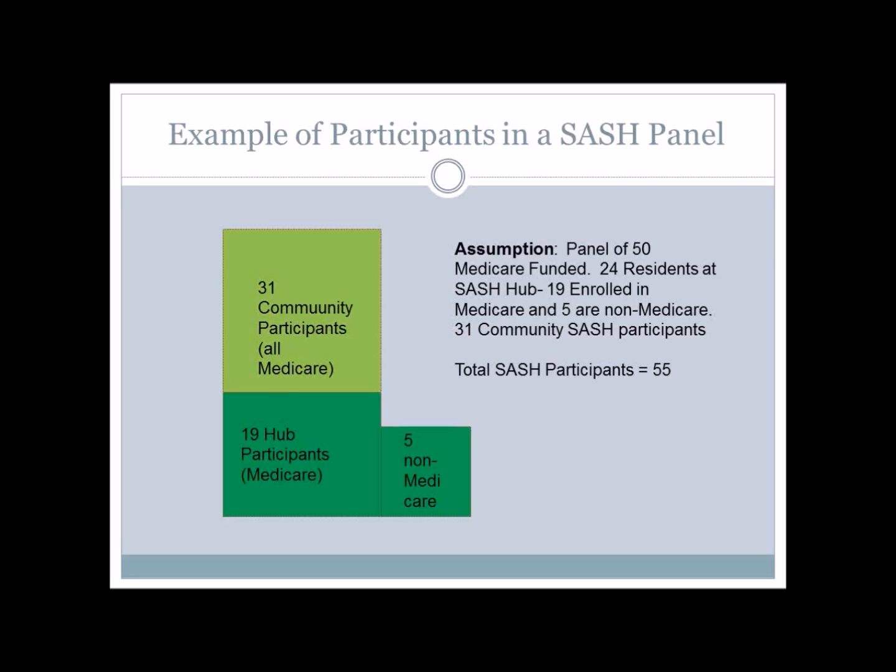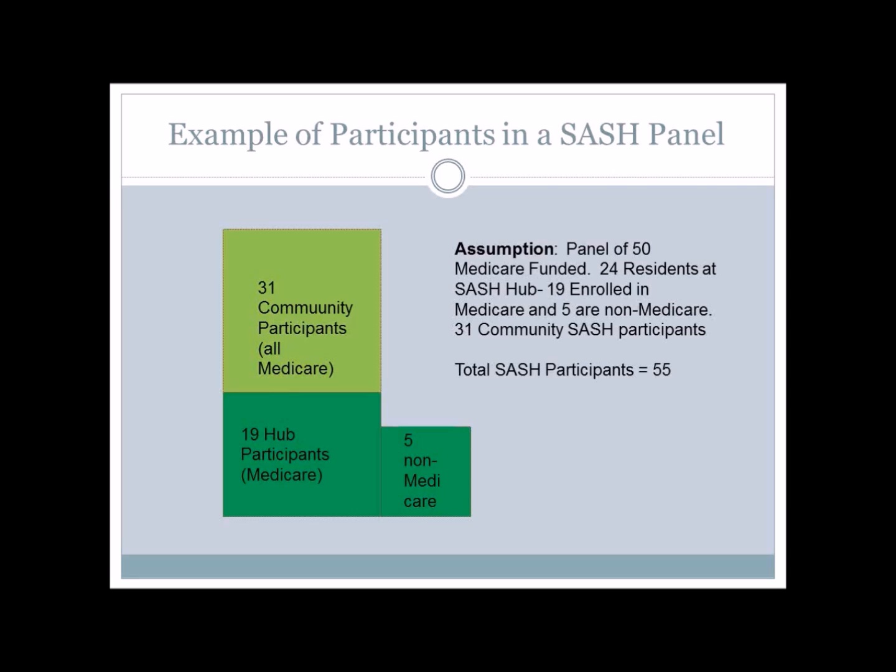So in this situation, the housing organization had 24 residents in their congregate site, and what they found out is that 19 of those 24 were Medicare beneficiaries. So instead of having Medicare cover all 24 of those residents, they're only going to get Medicare to cover 19. So do the math: they had 19, they had to eventually get 50, so they needed 31 community participants. 31 and 19 gives you the 50.